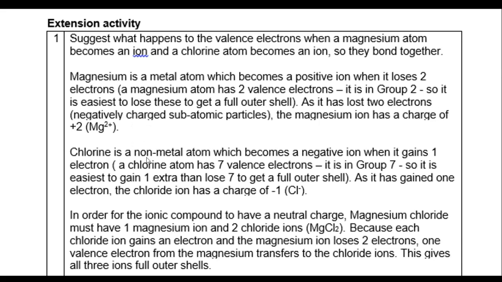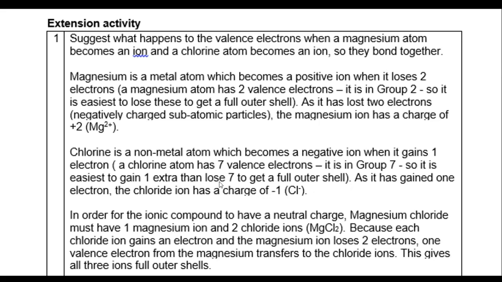So we start with a chlorine atom. It becomes a chloride negative ion when it gains an electron. This is because it has 7 valence electrons, so it's nearly got a full outer shell. It just needs that extra 1 to get the full outer shell. Because it's gained an electron, it then has a charge of -1.